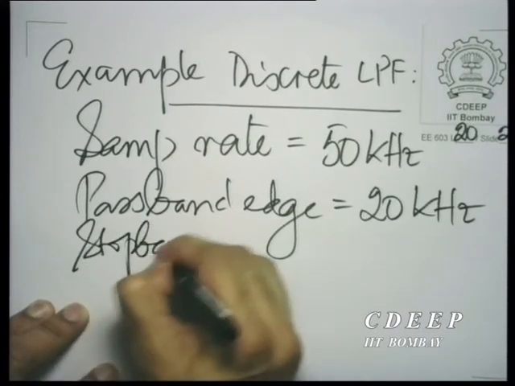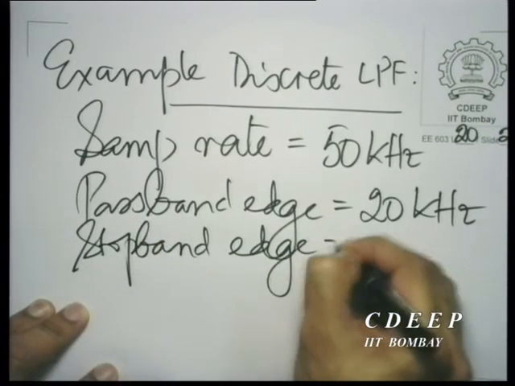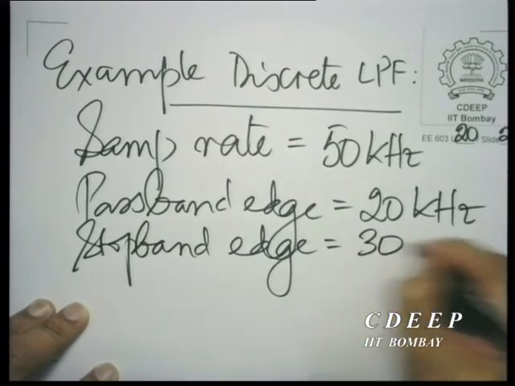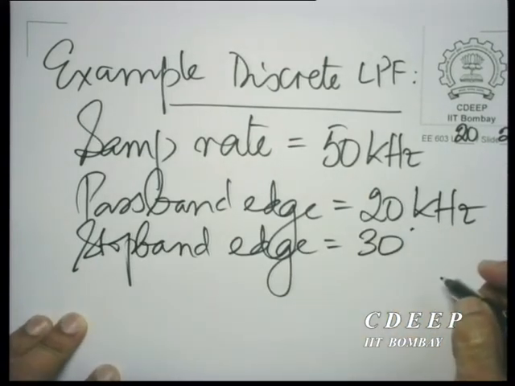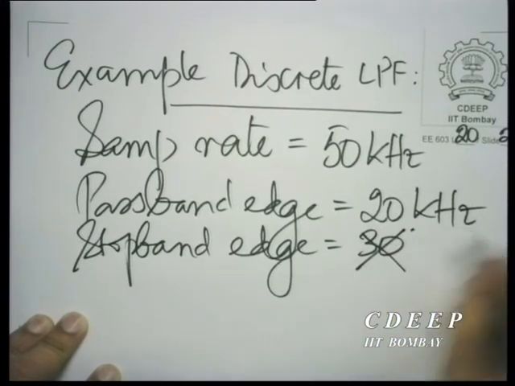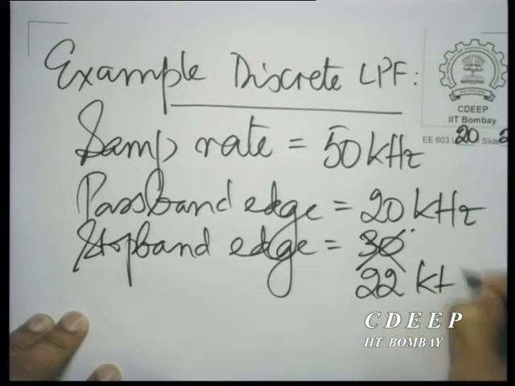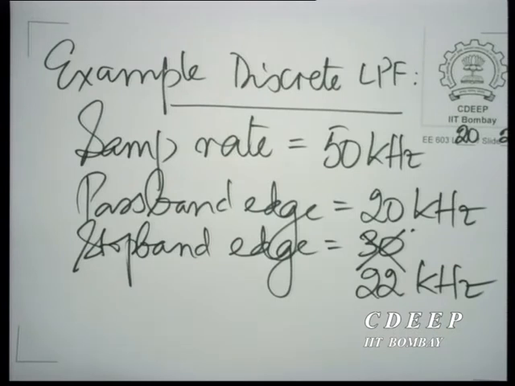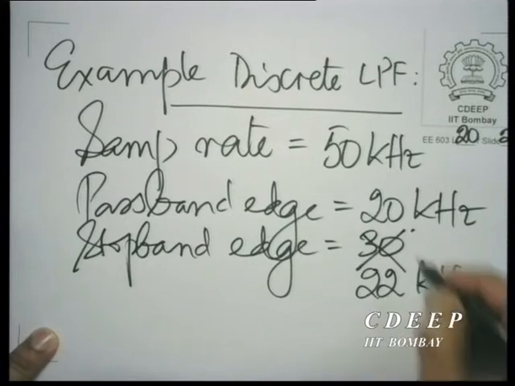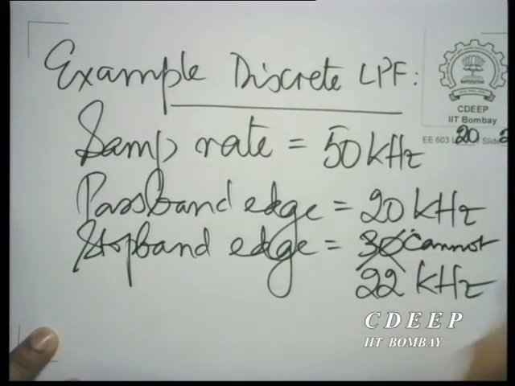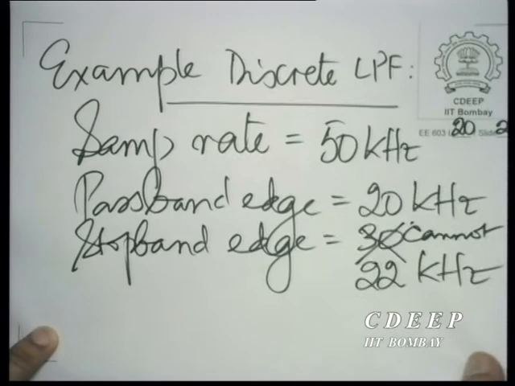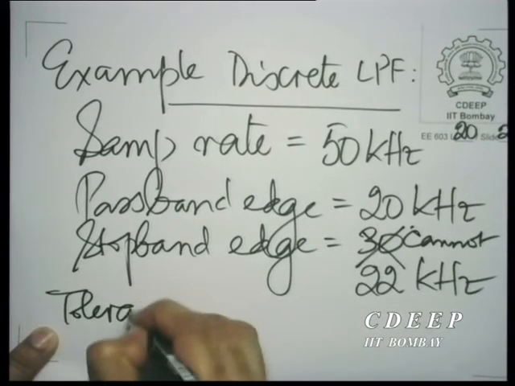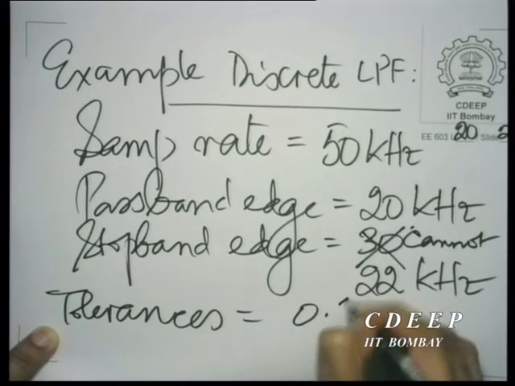The stop band edge is 30 kilohertz. Can it be? No, it can't. So this can't be. Let us make it 22 kilohertz. If the sampling rate is 50 kilohertz, at best we can deal with a frequency of 25 kilohertz. So stop band edge is 22 kilohertz, and the tolerances of the pass band and stop band are 0.1.